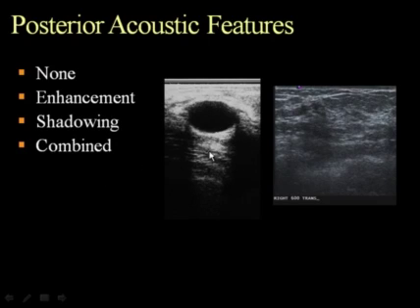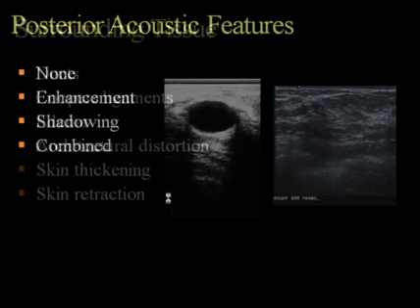This has the posterior acoustic features, the posterior acoustic enhancement that we found even many years ago with cystic structures. When you look at posterior acoustic features, are there any? Is there enhancement, such as in this case? Is there shadowing, such as in this case, or maybe something combined in between? This is a case of fibrosis on the right, and on the left, a typical cyst.